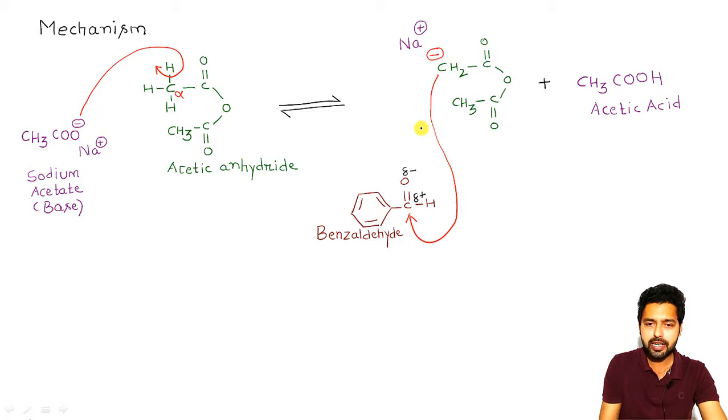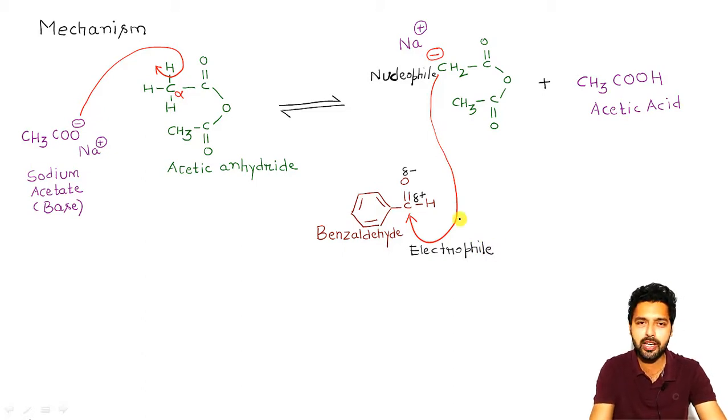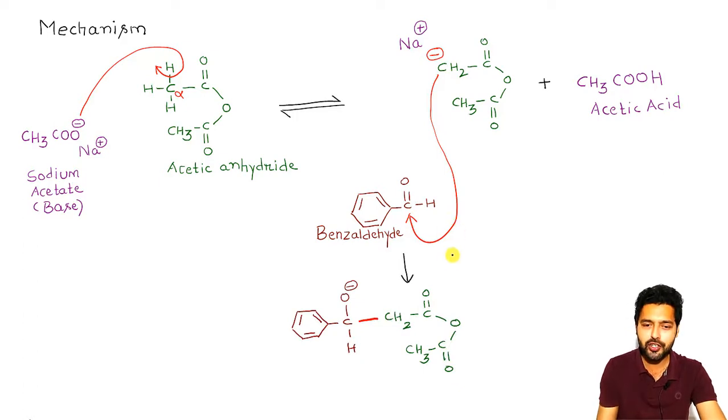So what will happen is that this carbon atom will be acting as the nucleophile here in this reaction, and this carbon atom of the benzaldehyde will be acting as the electrophile. After that, as expected, the nucleophile will be attacking the electrophile, resulting in the generation of this kind of intermediate here.